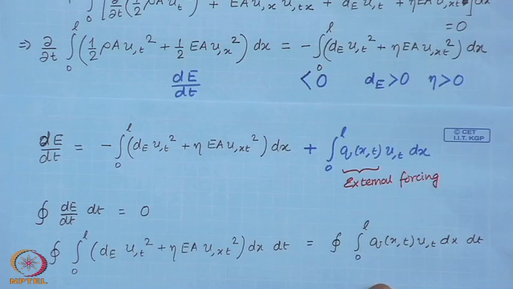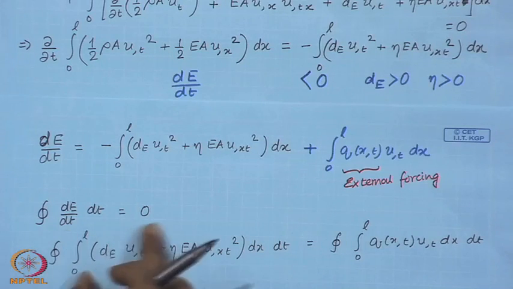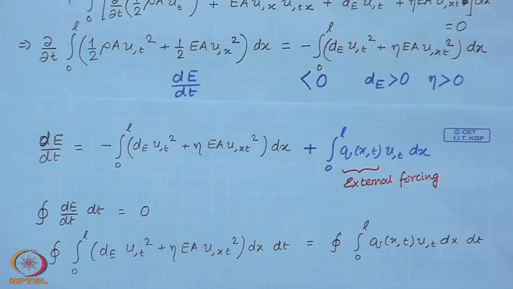Now, at steady state, if there is a steady state solution, then the energy change over one period must be 0. Therefore, this is what we obtain. What this says is the energy provided by the forcing over one cycle is equal to the energy dissipated by the damping terms over one cycle. So, from here you can estimate many things.